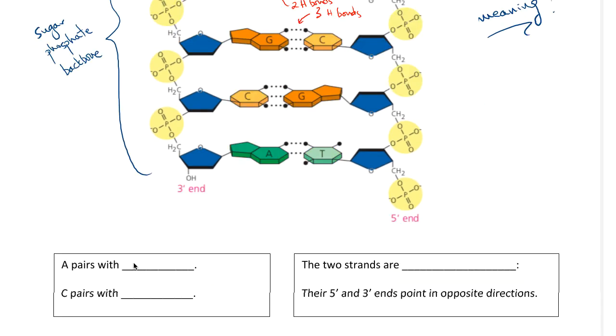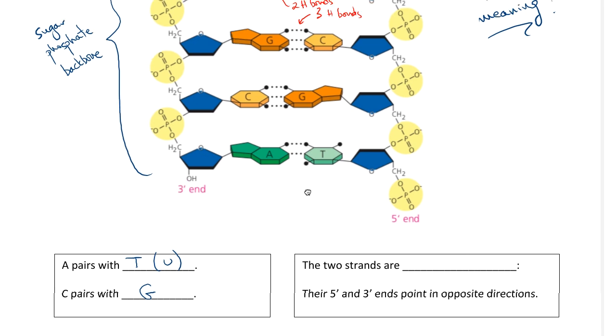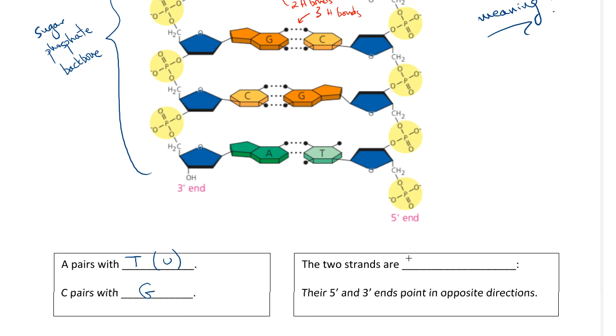Again, notice that A is pairing with T, or in the case of RNA, it would pair with U because there's no thymine in RNA, there's uracil instead, and C pairs with G. Also notice that the 2 strands are pointed in opposite directions. The 3' end of this one is down here, and this is the 5' end. They're upside down relative to each other. We say that they are anti-parallel.